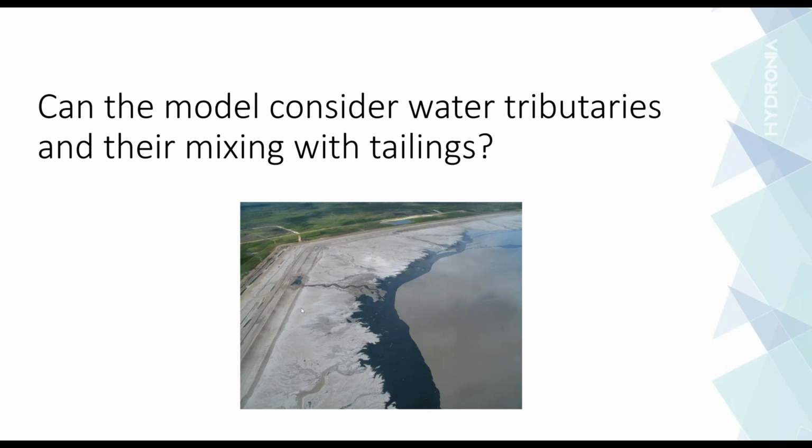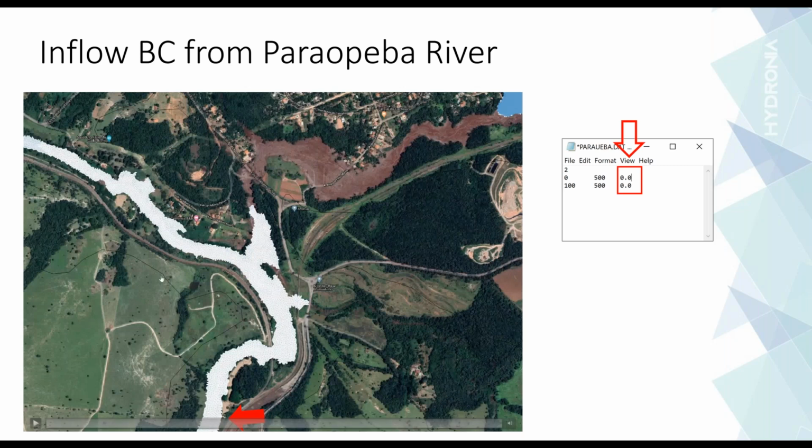Next question is, can the model consider water tributaries and their mixing with tailings? Sometimes the tailings arrive at a river that is a flowing river, and you need to see how that affects the river flow. So the answer is yes, you can have a river. In this case, again, it's an example of the Brumadinho case. You have the Paraopeba River flowing in this direction downstream, and we are modeling the tailings flow coming from the dam.